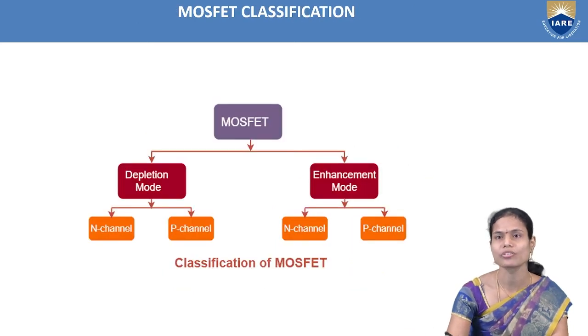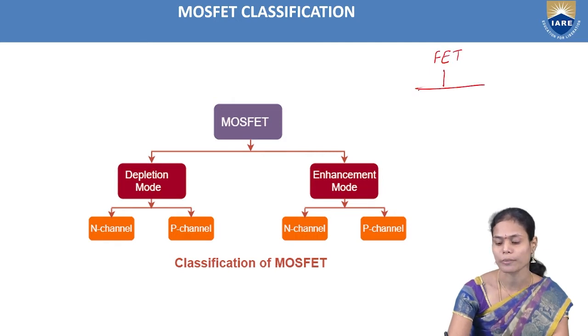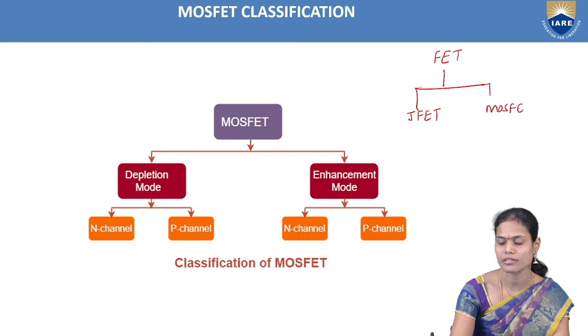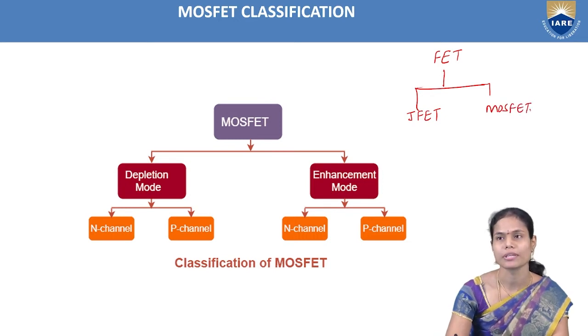So next, coming to the classification of MOSFET. Before that, in the case of FET, field effect transistor, we have two types: JFET, that is junction field effect transistor, as well as MOSFET, metal oxide semiconductor field effect transistor.